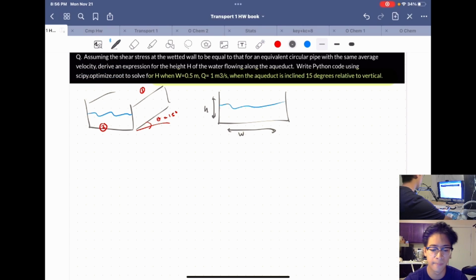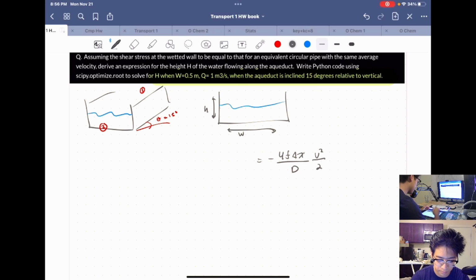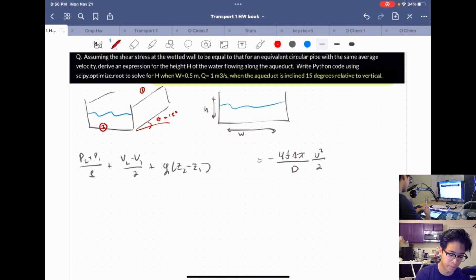We're going to start off with Bernoulli's equation, which is equal to the negative frictional heating, which is 4F, F being the Fanning friction factor, multiplied by delta x over diameter, v squared over 2. We have the pressure term of Bernoulli's equation, the velocity term, and the potential energy height change term. Since it's open to the air, there is no pressure difference and there is no change in velocity at all.